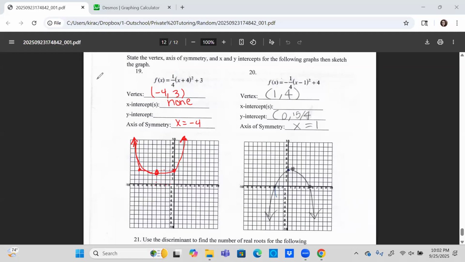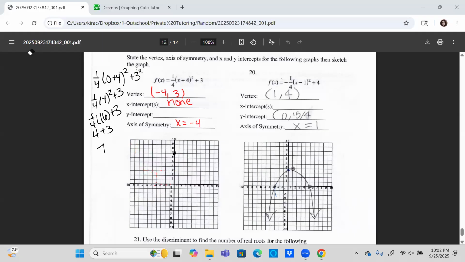So this would be 1/4 times 0 plus 4 squared plus 3. So this is 1/4 times 4 squared plus 3. So this is 1/4 times 16 plus 3. 1/4 of 16 is 4, plus 3 is 7. Well, that's certainly not what it looks like on mine. It's supposed to hit at 7.